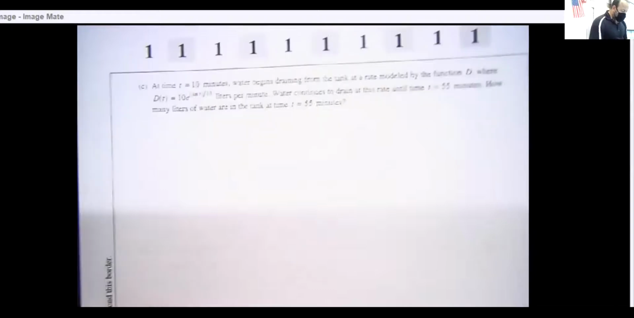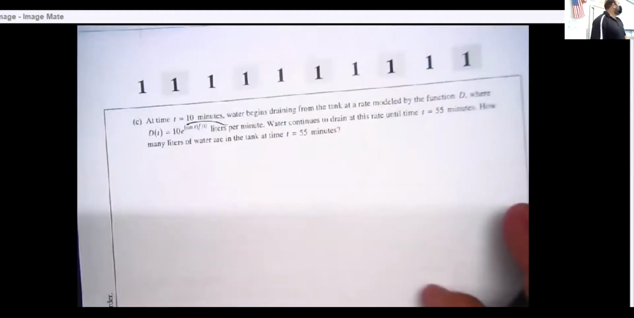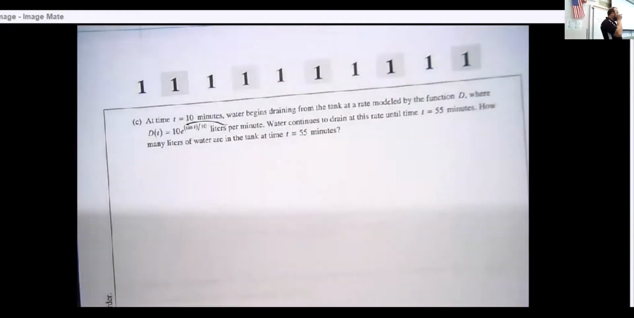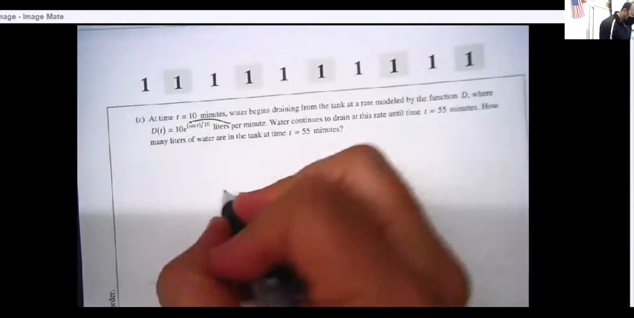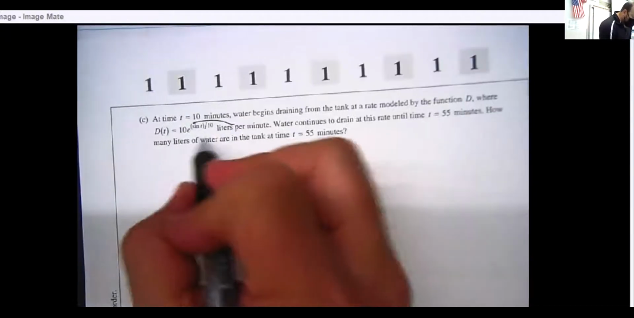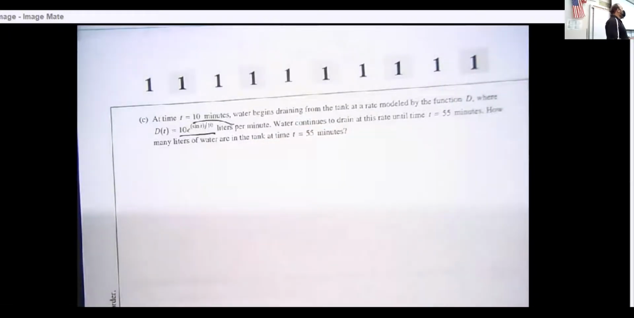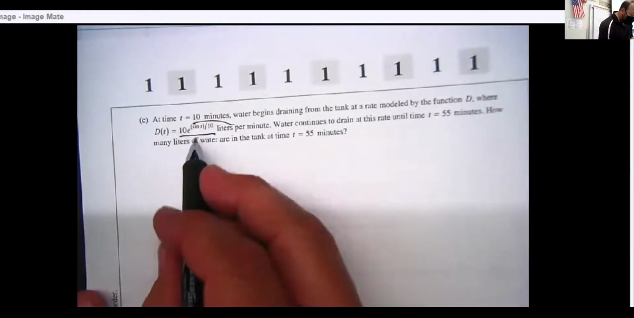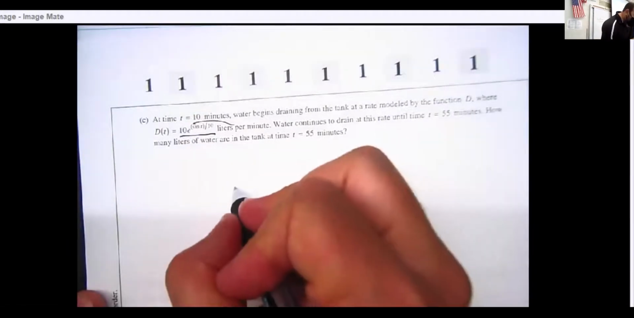It says at 10 minutes, so they waited a little bit and then they started draining some water. In other words, they're going to irrigate the field. So they waited 10 minutes. And it says they started draining water. So if it's draining, what's happening? We're going to start losing. So what we have is at 10 minutes, we started draining.